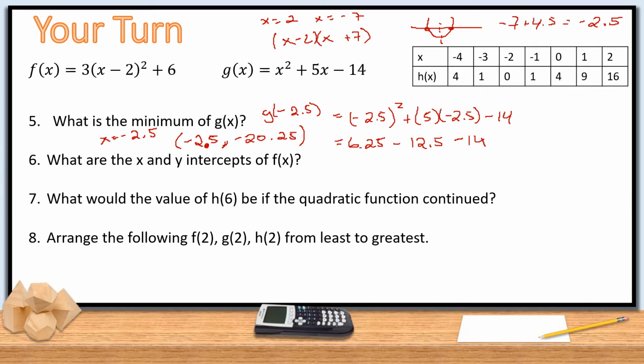X and y intercepts of f of x. So we would want to know when f of x is equal to 0. So this is one of our solving by taking square roots. We would subtract 6 from both sides, so 3 times (x minus 2) squared equals minus 6. Divide by 3. So we're going to get minus 2 equals (x minus 2) squared.